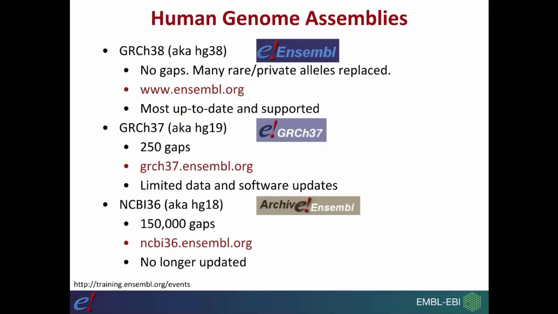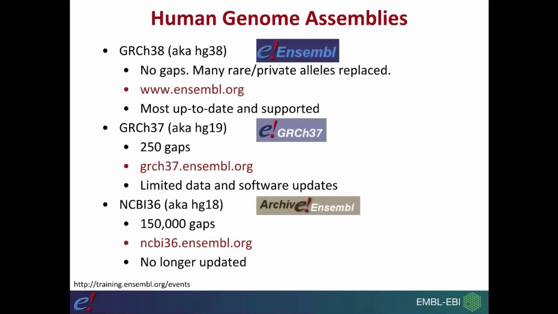We also know that in particular in the clinical community, there are people who still work with an assembly called GRCh37. And because there is a community working with it, we have a dedicated website, which you can find at grch37.ensembl.org. This assembly does have gaps, but we support it to a limited amount as well. And we do some data updates.